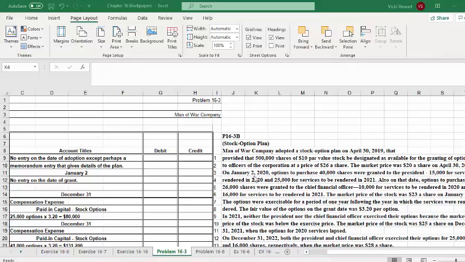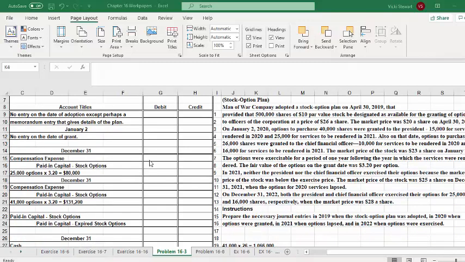The next thing, on the grant date, when the options are granted to the President and the Chief Financial Officer, the important thing at that point is, of course, the number of options granted, but also the fair value of the options on the grant date, because that will be the amount used to determine the compensation expense. Again, though, on the date of the grant, there's no entry made. So no entry on adoption, no entry on the date of the grant.